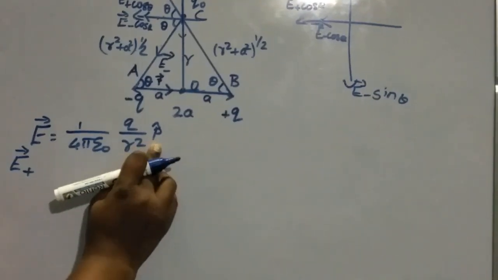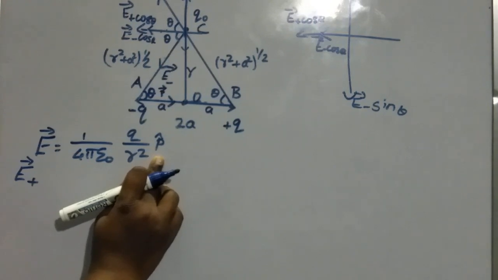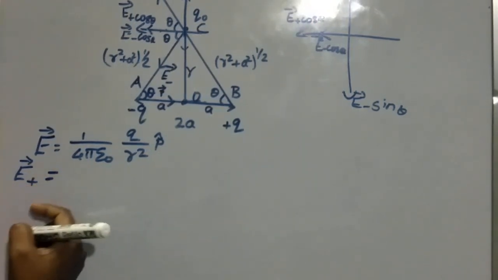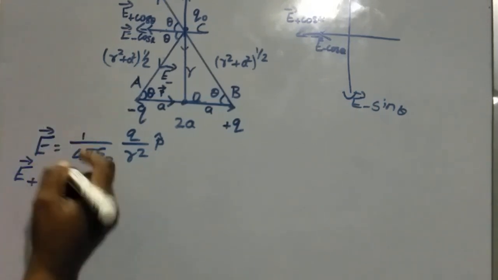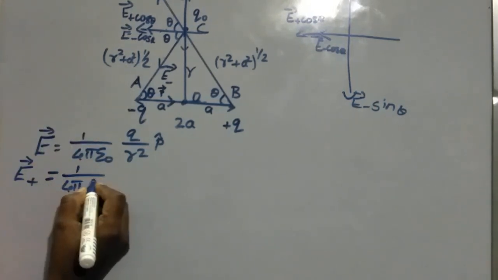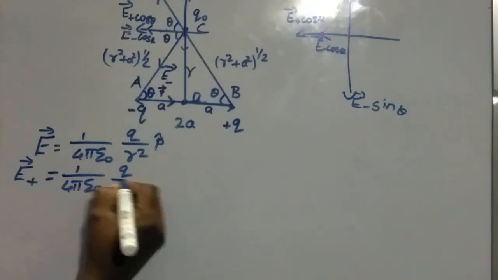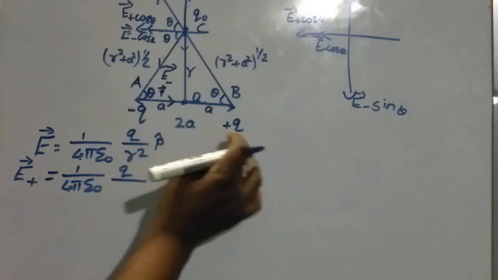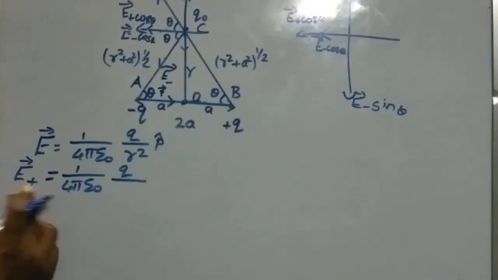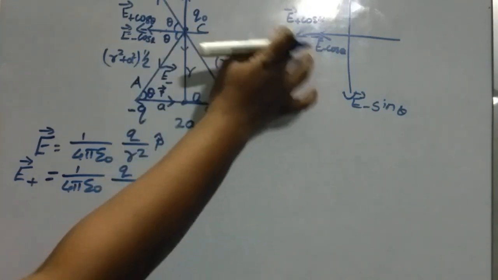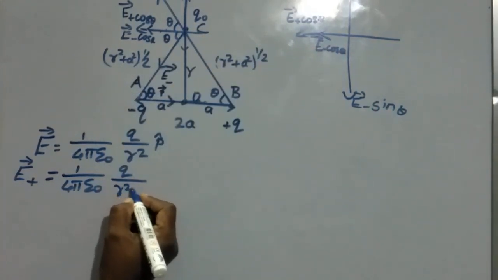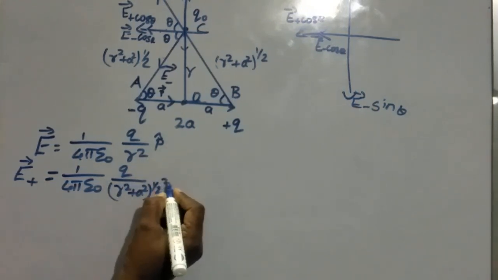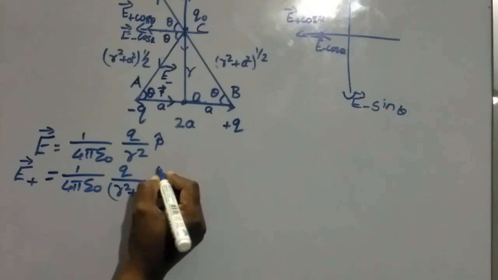Here P cap is the unit dipole moment vector. E plus vector is equal to, we are going to derive E plus from this formula. So 1 by 4 pi epsilon 0 Q by, instead of R square, we are going to substitute the distance between plus Q and C for E plus Q and C. So this distance we are going to substitute. So (R square plus A square) power 1 by 2, here 1 square. So 2 get cancelled, P cap.